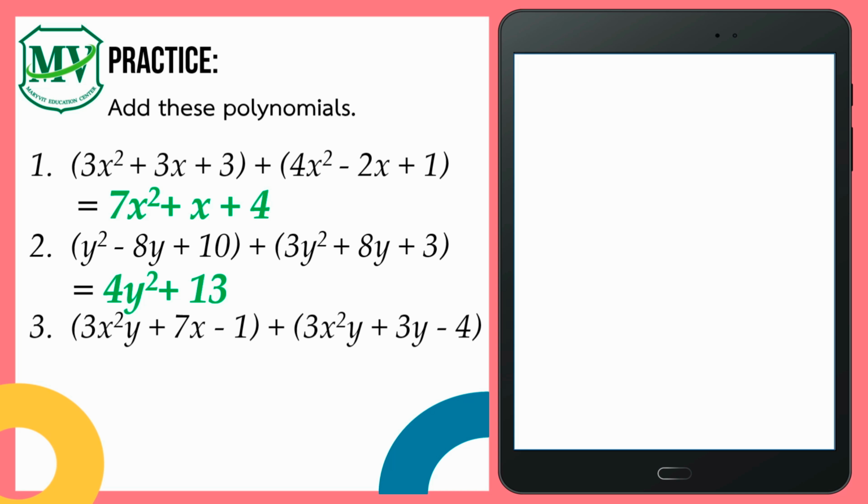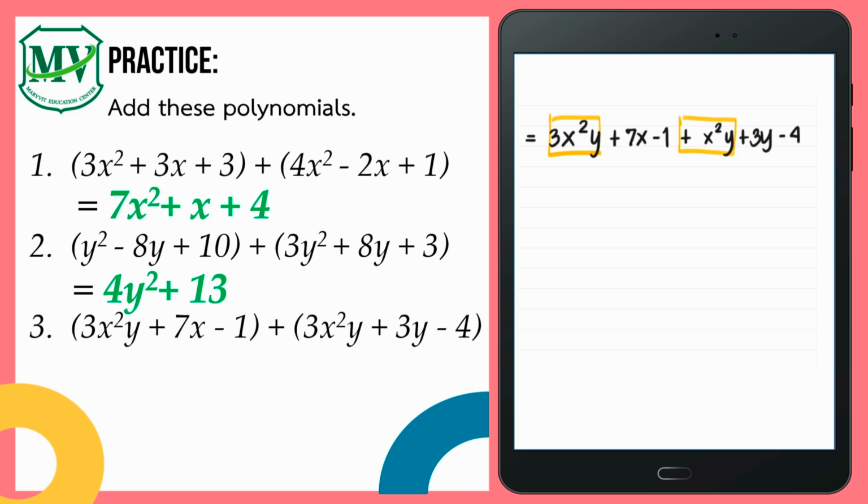Question number 3. The quantity of 3x squared y plus 7x minus 1 plus the quantity of x squared y plus 3y minus 4. Step number 1. Remove the brackets or parentheses. Step number 2. Identify all the like terms.